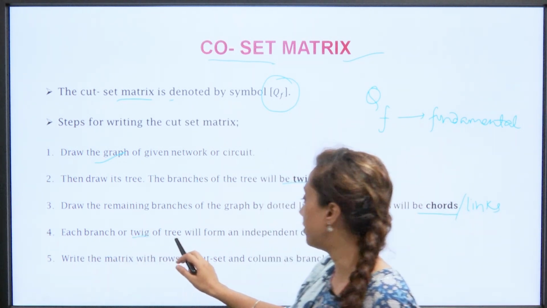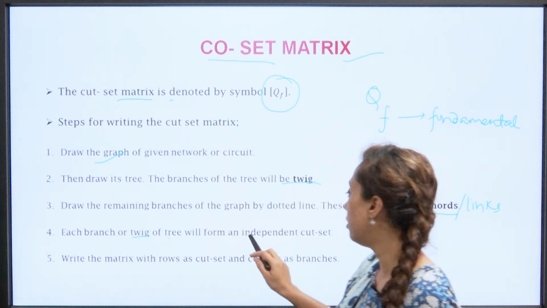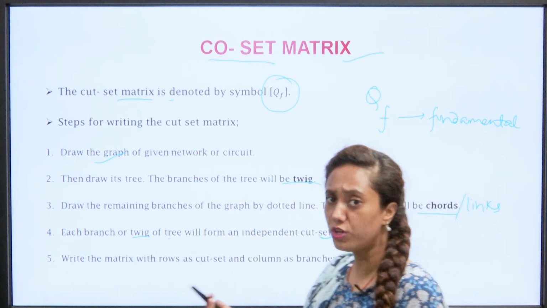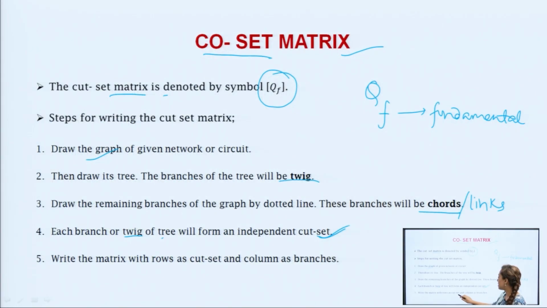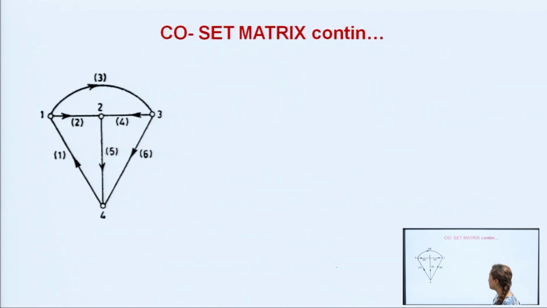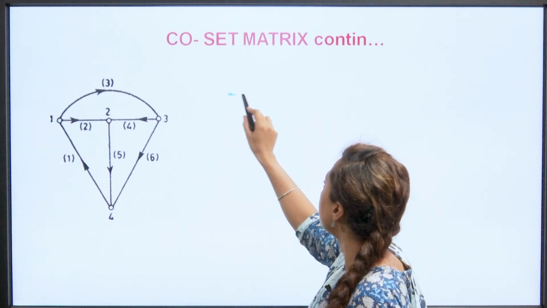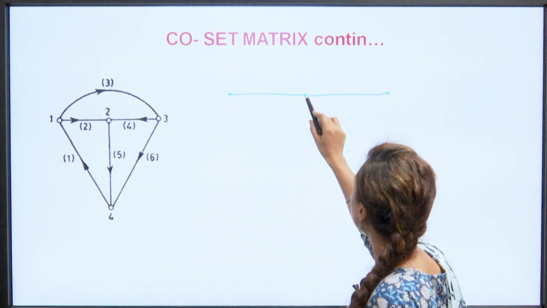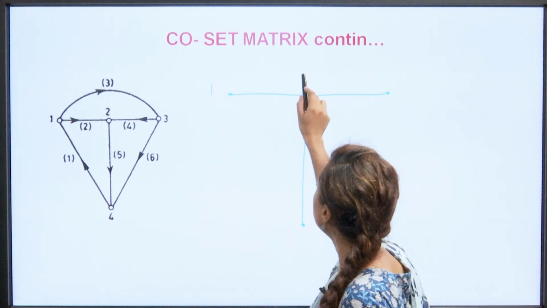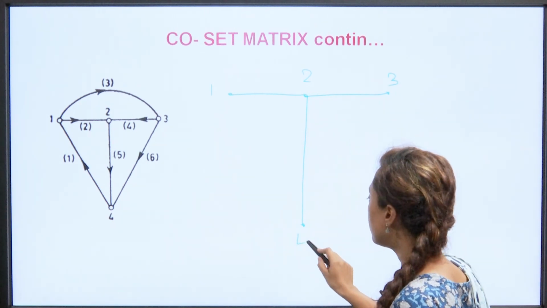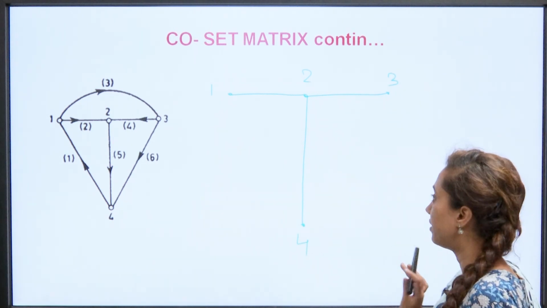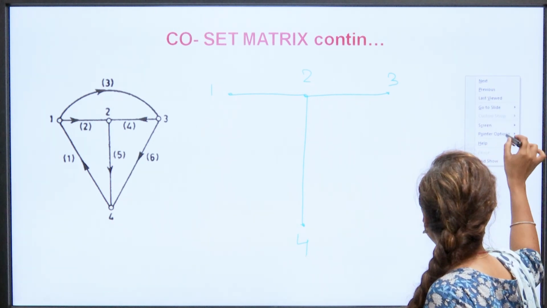Next, each branch of the tree, each twig, will form an independent cut set, right. We have already seen that. Write the matrix with rows as cut sets and columns as branches, right. And we have seen the direction of the cut set also. So, we will take an example. Now, we will see that, right. Same example I have taken for the oriented graph. Now, we will take the tree as this. This is one tree which is connecting all the nodes, but there is no closed path around any node, right. This is the tree.